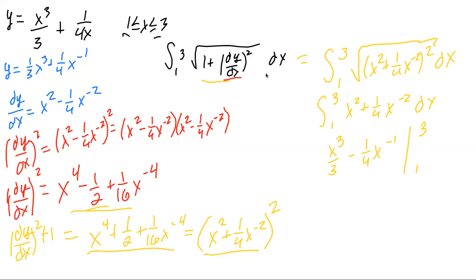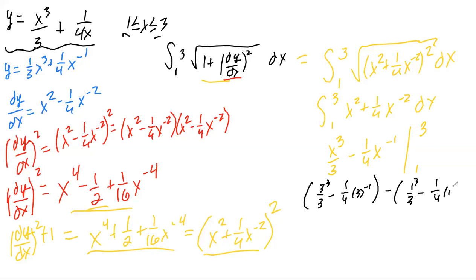And if you're looking at this original thing and looking at this, they are quite similar. Because of the construction of this problem, they're going to come out a lot like that. But I'm going to go ahead and plug the upper bound in. So 3 cubed over 3 minus 1/4 times 3 to the negative first. Minus plugging 1 in, 1 cubed over 3 minus 1/4 times 1 to the negative first.